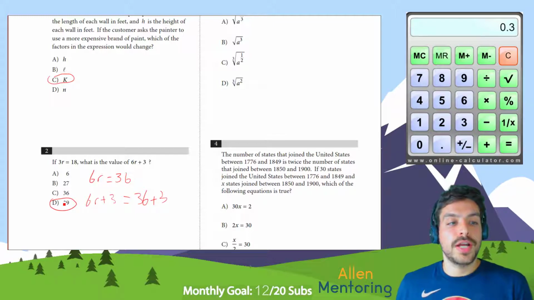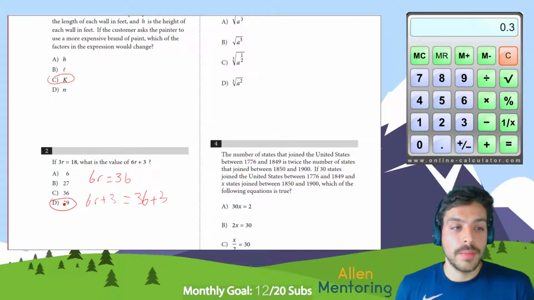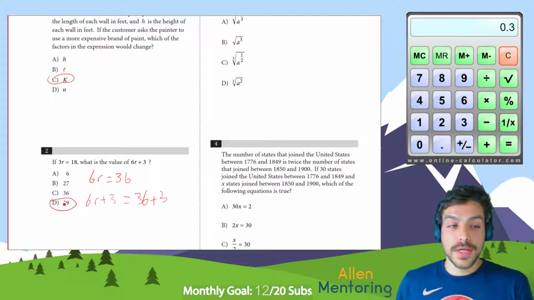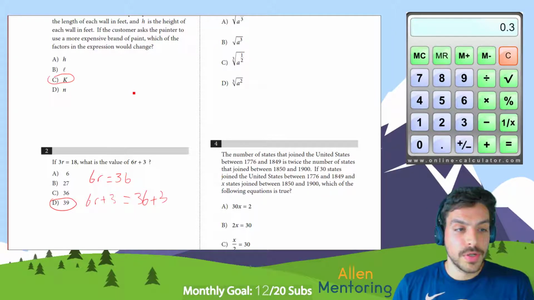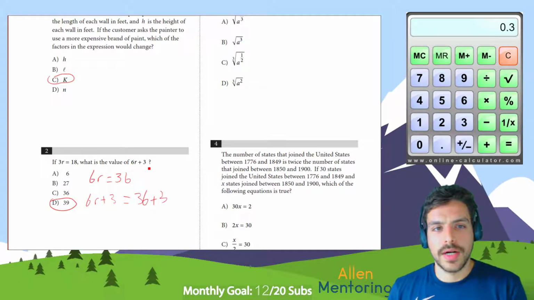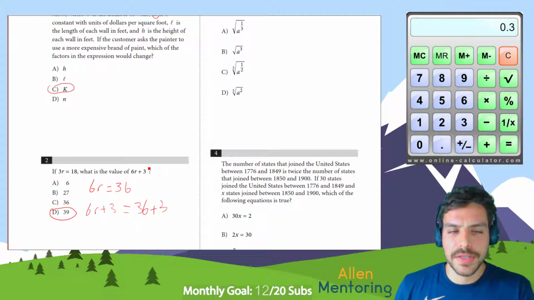So you see here, you don't actually have to solve for R if they're not asking you, what does R equal? Sometimes all you have to do is change around what they already gave you to get what they want. All right, and you'll see more examples of that probably later in this exam.